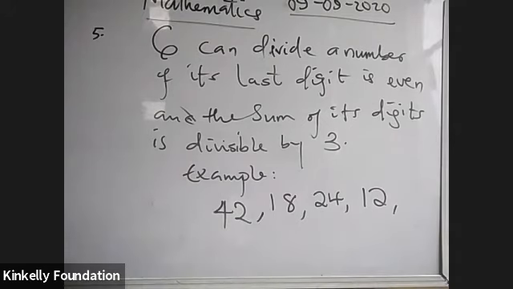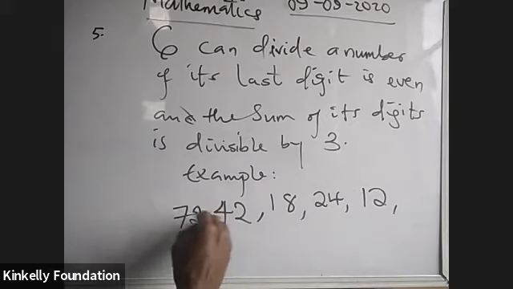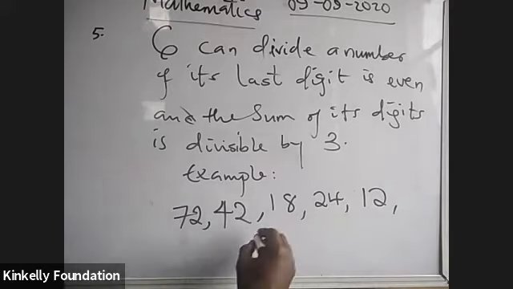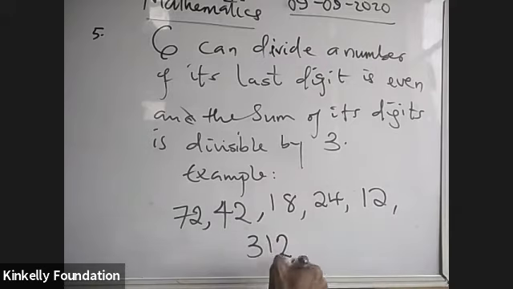72. What do you say? I said 72. Okay, 72 is correct. Let's move away from 2-digit numbers. Okay, 312 is divisible by 6 because the sum of this is divisible by 3 and the number is even.